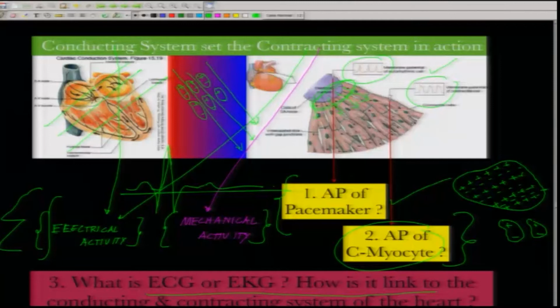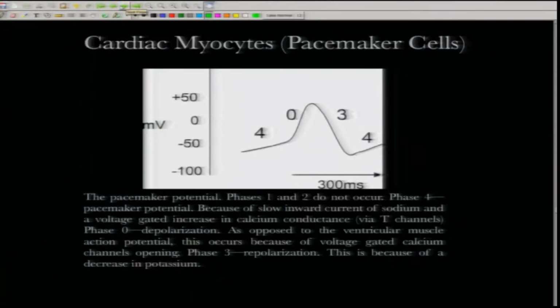I will come to that soon, but just before that, let us see through the action potential of the cardiomyocytes. These are the different phases, which I have not shown you. These are the 4 different phases involved. In the pacemaker potential, phase 1 and phase 2 do not occur, whereas phase 1 and phase 2 do occur in the action potential of the cardiomyocytes.